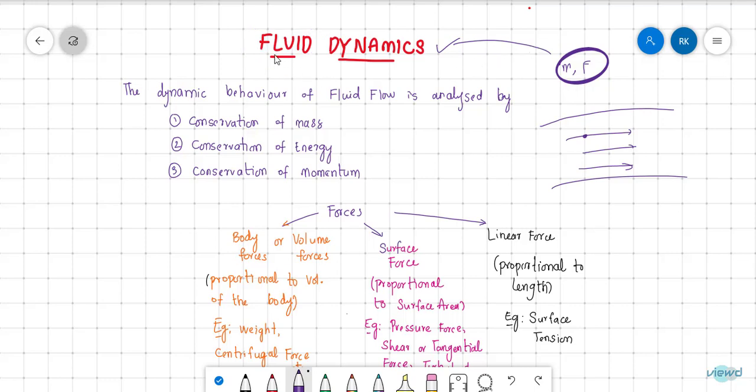In fluid dynamics, there are three major universal laws that exist in nature. Those are conservation of mass, conservation of energy, and conservation of momentum. The first is conservation of mass, which we have seen in the continuity equation. In this video, we will see conservation of energy, which is represented with Bernoulli's equation. And next is conservation of momentum, which we will see in the coming classes.